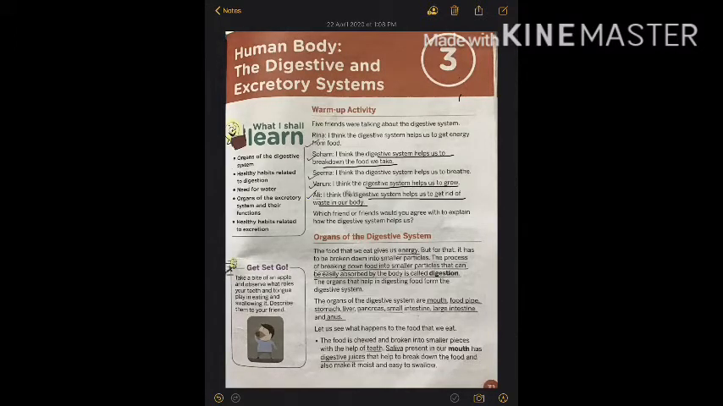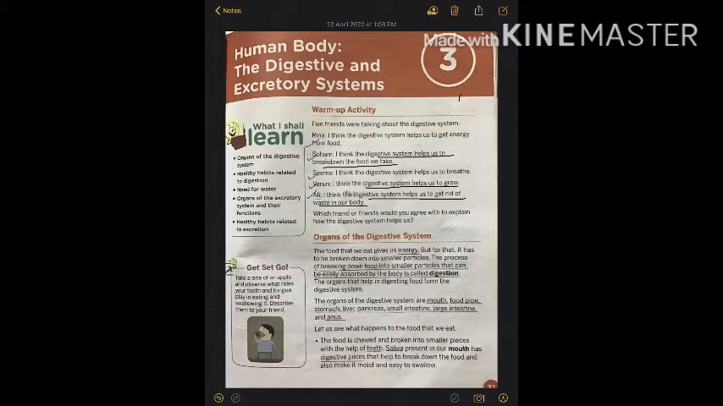Here, this is an activity including 5 friends who are talking about the digestive system. Out of these 5 statements they are giving, these 3 statements relate to the digestive system. Here, I have underlined this. You can just focus on these 3 points.